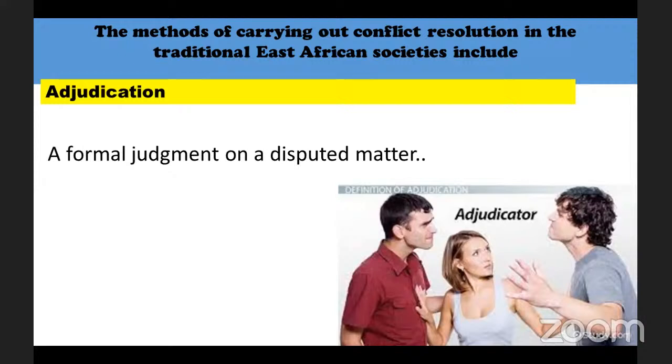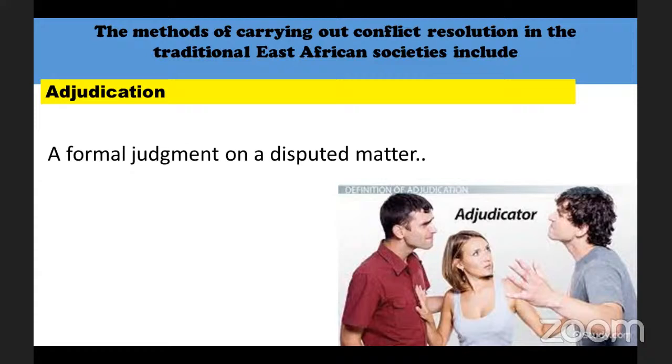So in the African traditional societies, one of the methods they used to resolve their conflicts was adjudication. And adjudication is a formal judgment on a disputed matter.